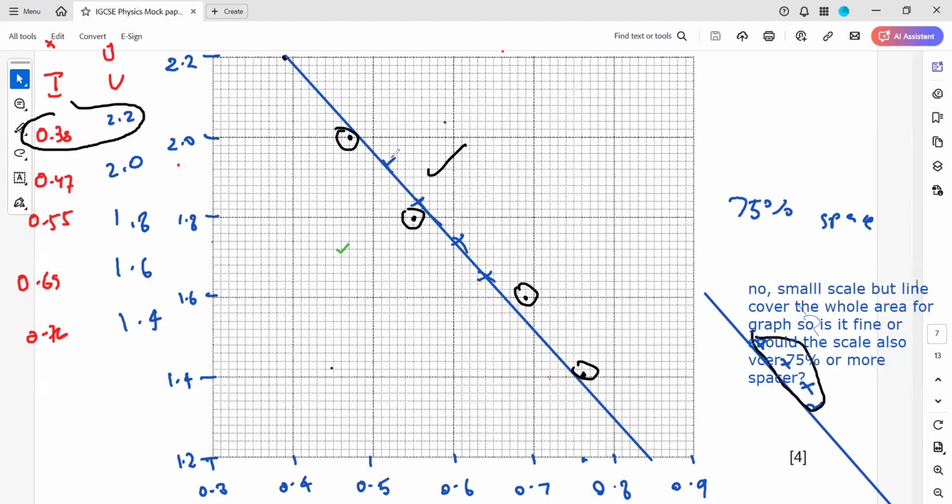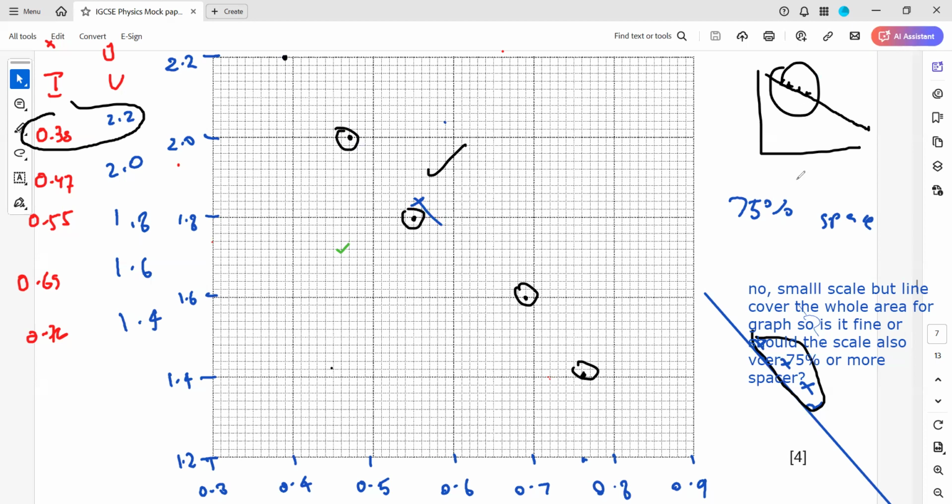Not really. You will lose a mark for the scaling in that case. If this is your graph paper and your points are here only, and you extend the line, you will lose 1 mark for the scale. In that case, it's not I choose, you lose. There's no option for the examiner.